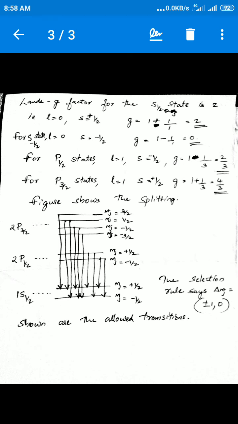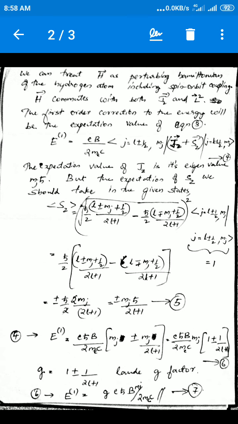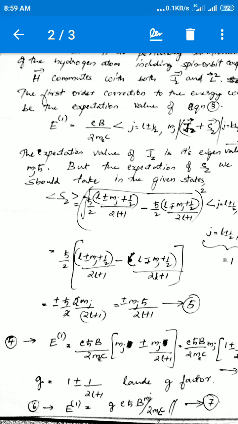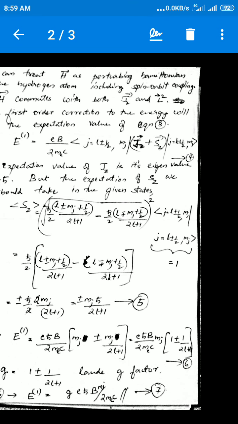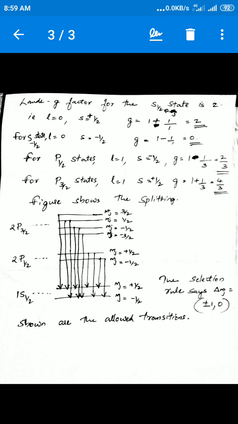Then g from the formula is 1 plus or minus 1 by (l plus 1)... 1 plus or minus 1 by 2l plus 1. So after substituting, here we take 1 plus because we have S in plus sign. S plus sign means we have to take 1 plus 1 by (2l plus 1). So with l equal to 0, 2l plus 1 is 1. So it will be 2. So the g factor for S half state is 2.